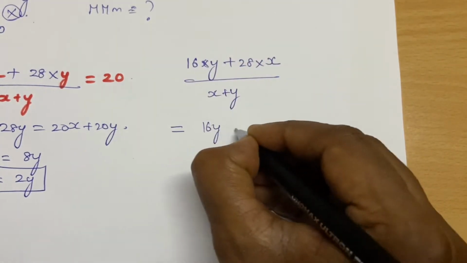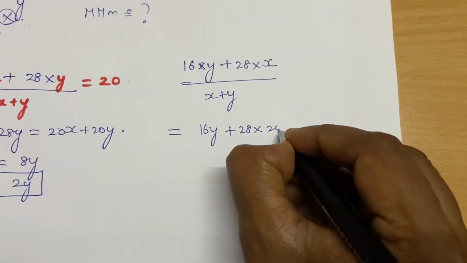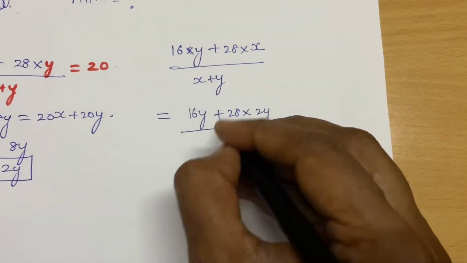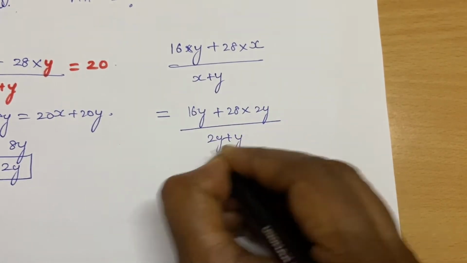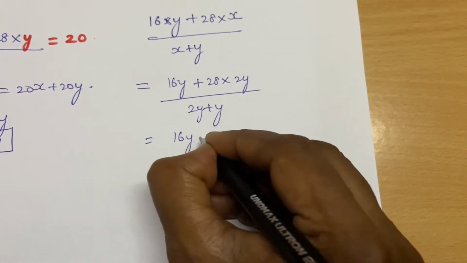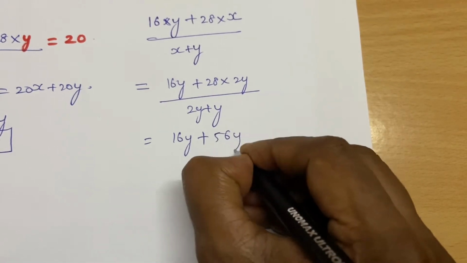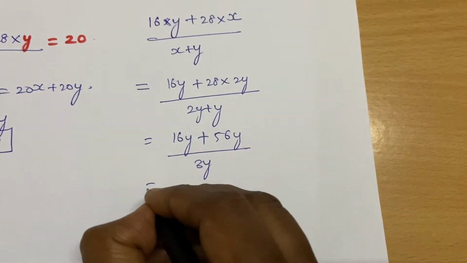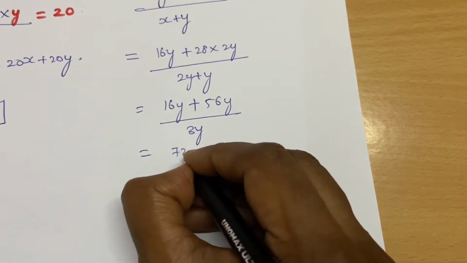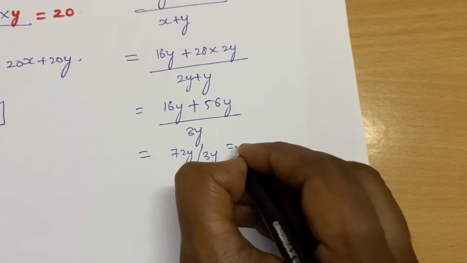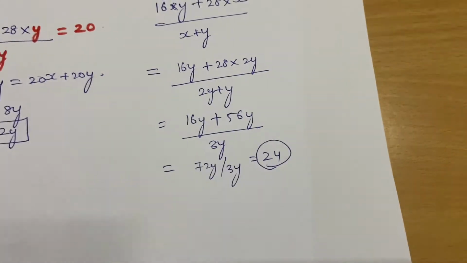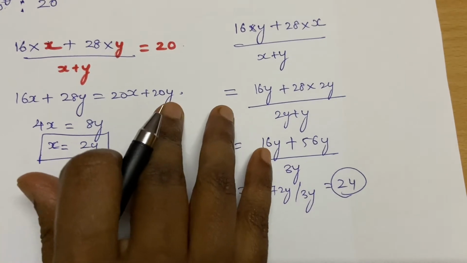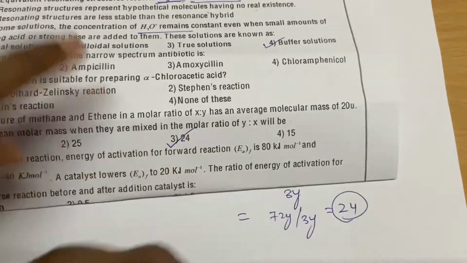So 16y plus 28 into 2y divided by x plus y, which is 2y plus y. Okay, so 16y plus 56y divided by 3y. So it is 72y divided by 3y, which is equal to 24. So the mean molar mass is 24 here. So the option is 3.